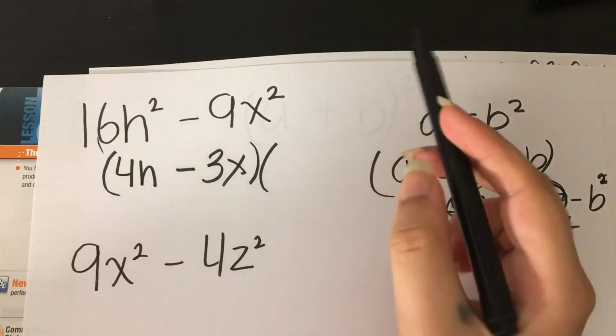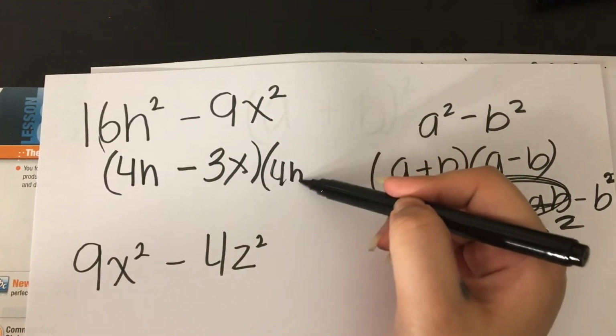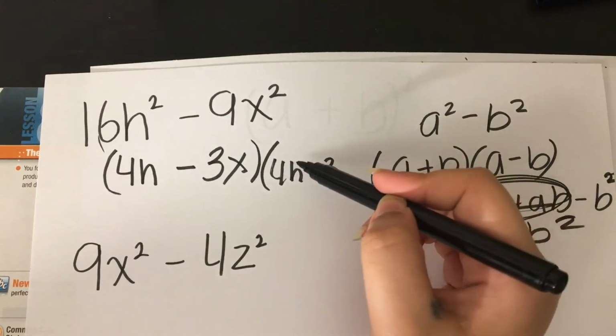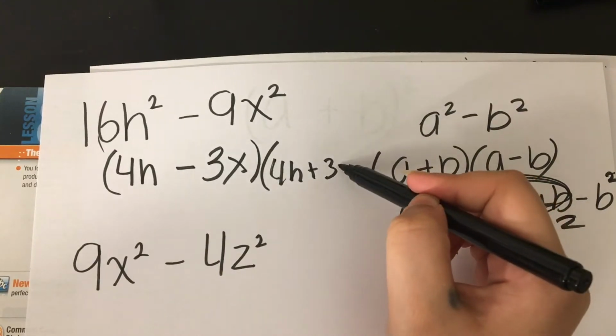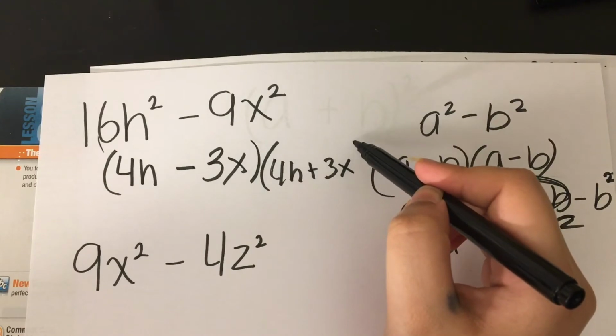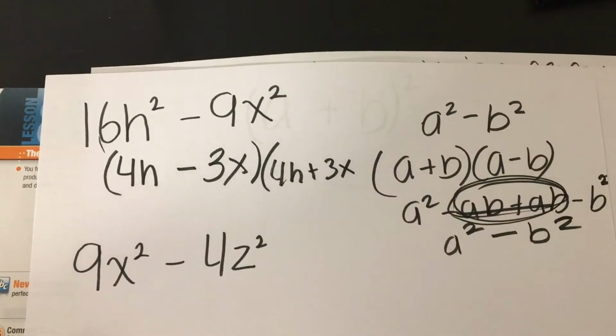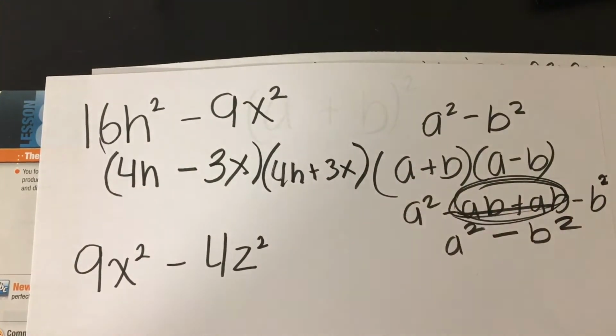Now, multiply that by 4h plus 3x. I'm having a weird tongue twisting thing today. So, make sure you multiply 4h minus 3x times 4h plus 3x. There.